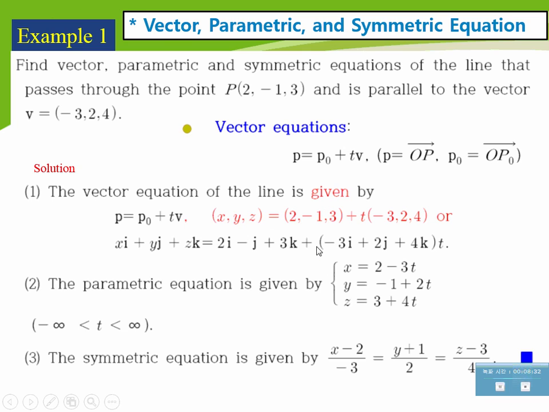Now, from here, the parametric equation can be found easily. x is equal to 2 minus 3t, y is equal to minus 1 plus 2t, z is equal to 3 plus 4t. So this is a parametric equation of this line. And from here, (x minus 2) over minus 3 is equal to t, (y plus 1) over 2 is equal to t, (z minus 3) over 4 is equal to t. They are all the same, so this can be written, and this is a symmetric equation of that line.